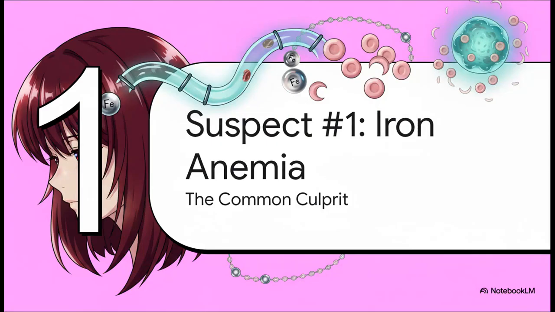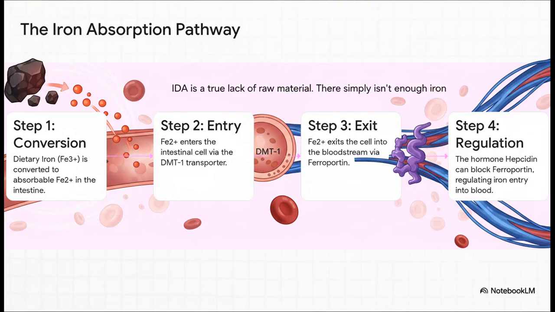Great question. We start with the heavyweight champion, the most frequent cause, Iron Deficiency Anemia, or IDA. But we're not just going to list the findings. No, we're going to understand its story. And that story begins with how the body actually handles iron. What's really key to understand here is that IDA is a true, honest-to-goodness lack of raw material.